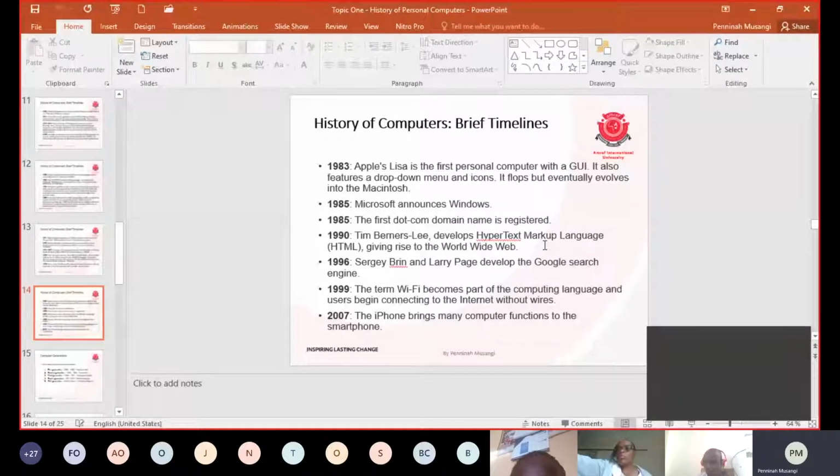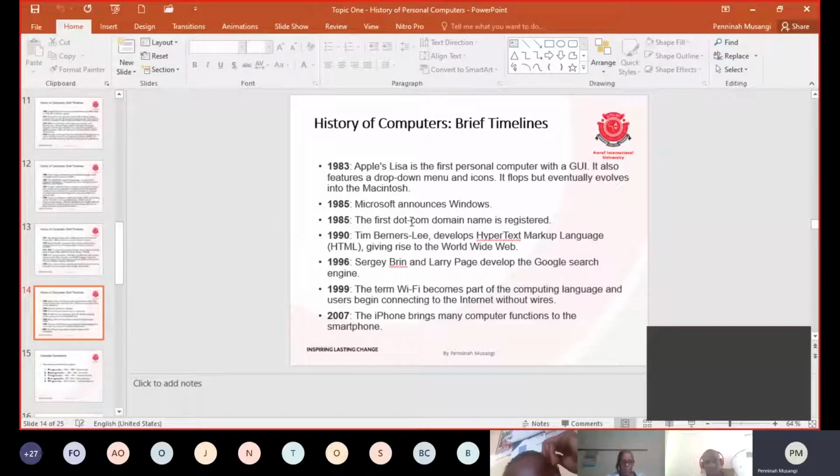In 1985, Microsoft announced their own operating system, Windows. Remember, we had said the first operating system was Unix, and Unix was for computers. But now, with the coming of personal computers, it was important to come up with different operating systems. In 1985, Microsoft, which was now in place, produced their operating system, that is Windows.